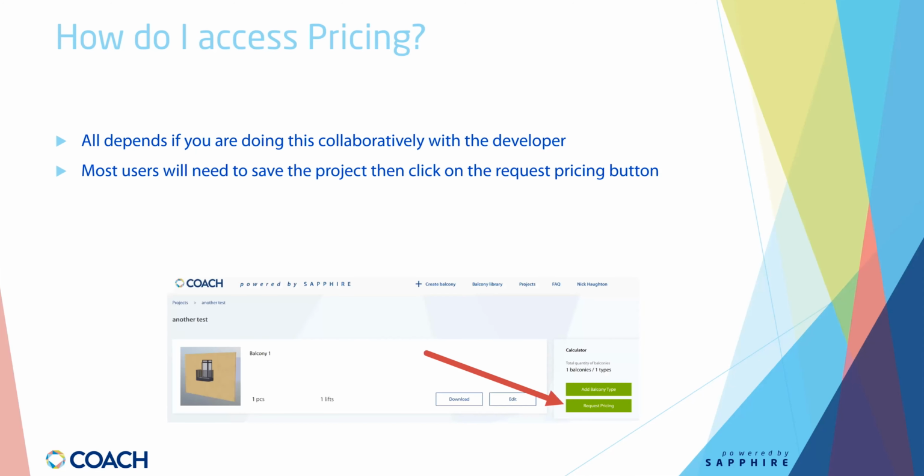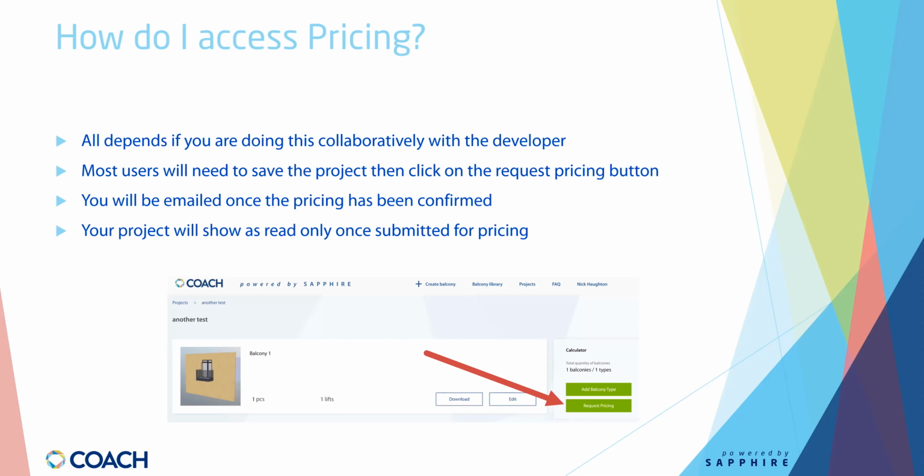If you are like most users and are using it as an individual or as a company to actually configure a particular project, you'll need to submit the pricing request. You can see that button there, request pricing. Once that's submitted, it will be reviewed by one of our experts in pricing internally, and then you'll be emailed back with the pricing and a download link for all the documents and so on relating to that.